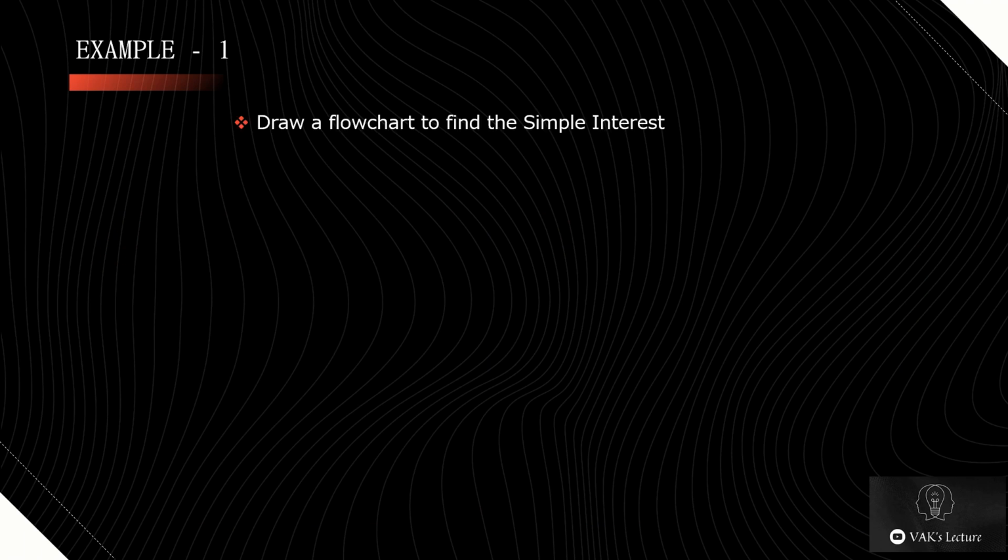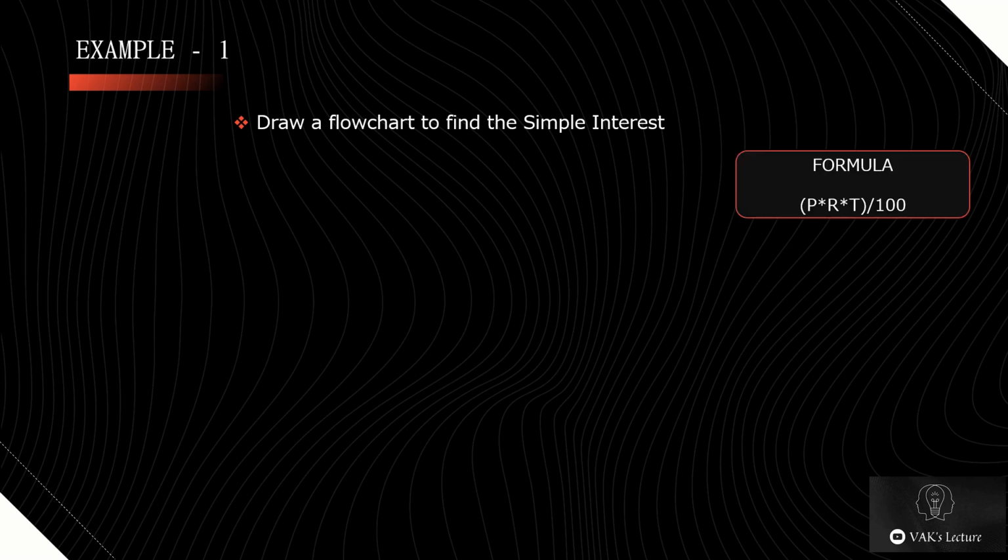Now we will see some of the examples. Suppose you are told to draw a flowchart to find the simple interest. Then what will you do? First, you have to know the formula for the simple interest. PRT by 100 is the formula. That means we have to multiply principal, rate and time, and then divide this by 100.